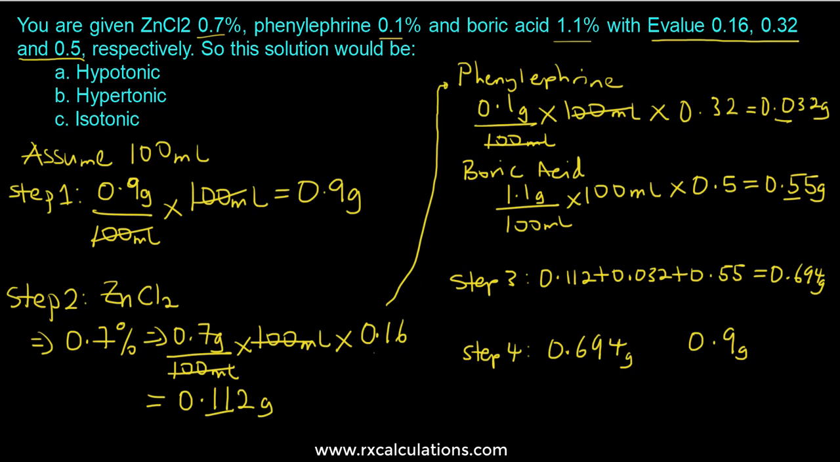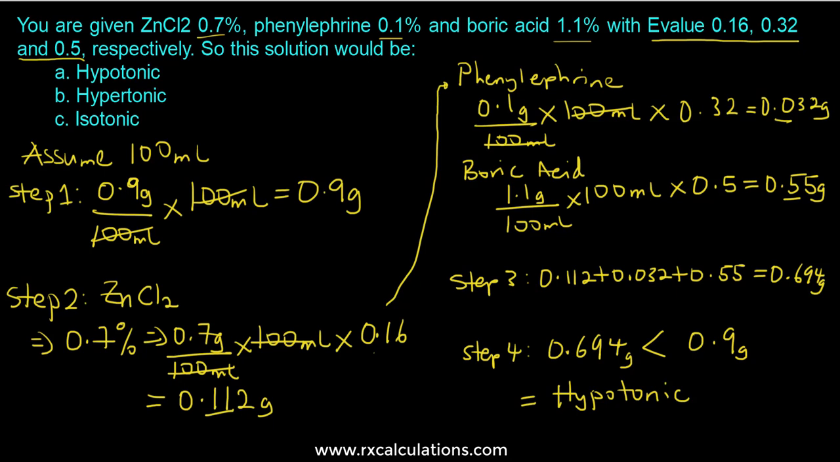And so if the value that you calculated is less than the 0.9, that means you have a hypotonic solution, okay? So because 0.694 is less than 0.9, our solution is going to be hypotonic, okay? So just to be clear, if this value was larger than 0.9, let's say 0.954 or 1.2, then your solution would have been hypertonic. But because we had 0.694, which is less than 0.9 in this instance, that will give us a hypotonic solution, okay?